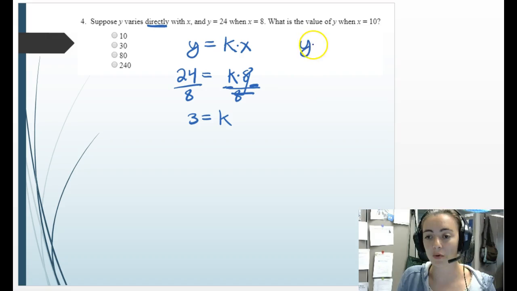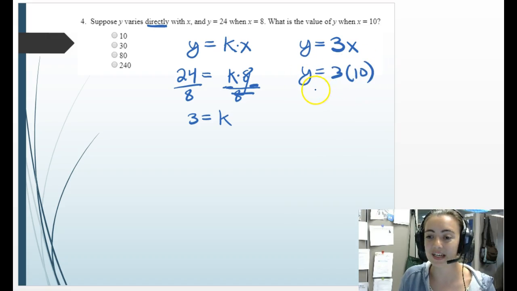So now we know more of our formula, which is instead of y is equal to k times x, y is equal to 3x. When it asks us to find the value of y when x is equal to 10, we can now do that because we can substitute in 10 for x. So now y is equal to 3 times 10, or 30. So that's that second option there.